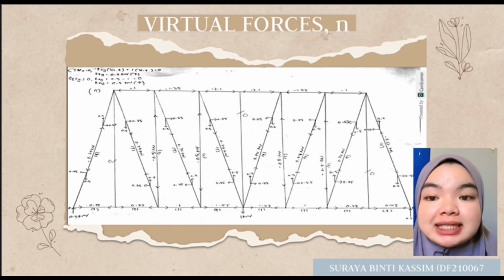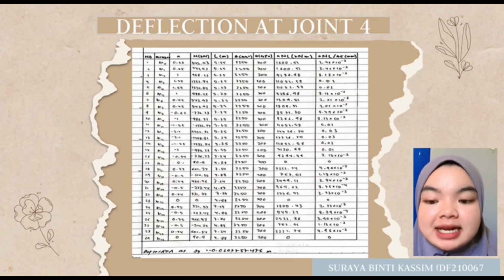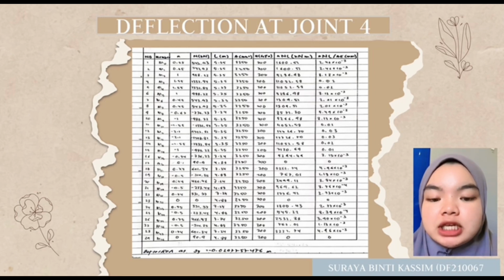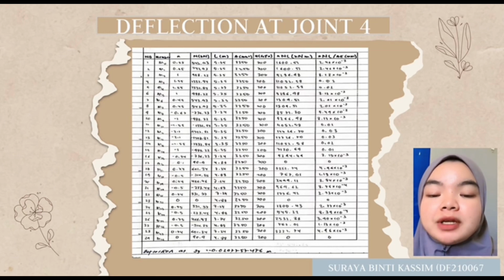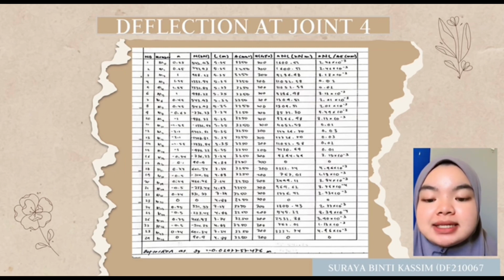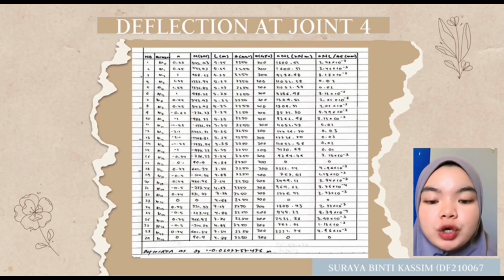Repeat the step to find the internal and external forces, but this time, based on the 1 kN that has been applied just now. The next step is to record both data, virtual forces and real forces, into the table, including area, length, and other related information. The table is very helpful because all the information is used to calculate the deflection at joint 4. So here we can see the value of deflection at joint 4 after being calculated.